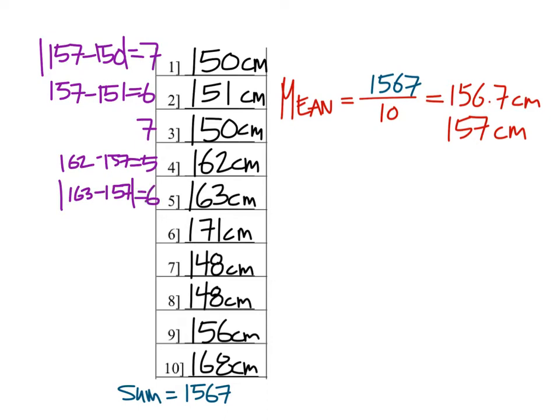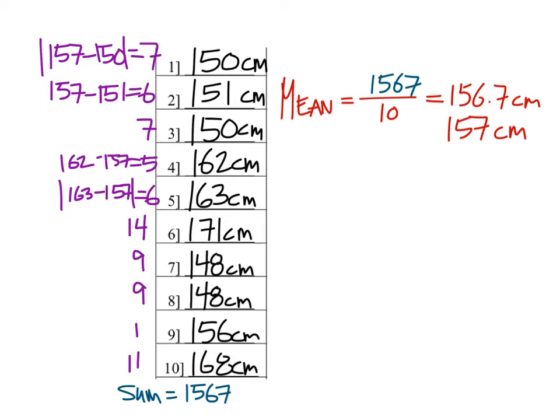Well, that should allow us to find the rest of these. The next one, 14, 48, what is that? So all these purple numbers are how far away these are from the mean, all of those values.